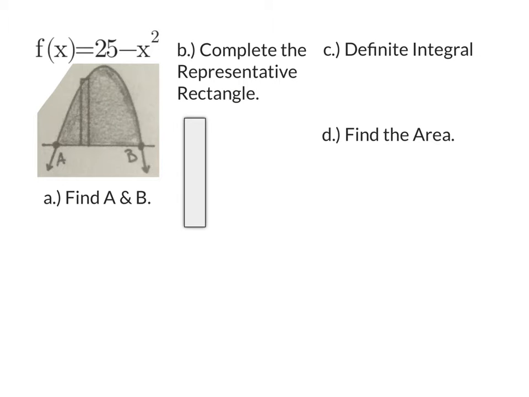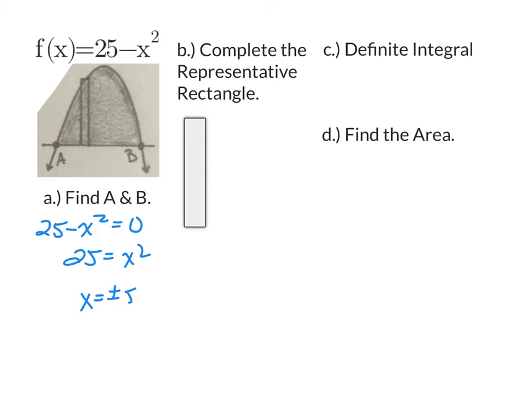All right, here we're given the function f of x is equal to 25 minus x squared. And the first thing we're asked to do is to find those two x-intercepts, a and b. Of course, like I said, they're x-intercepts, so that's going to happen when the function 25 minus x squared is equal to 0. Or 25 is equal to x squared, or x equals plus or minus 5.